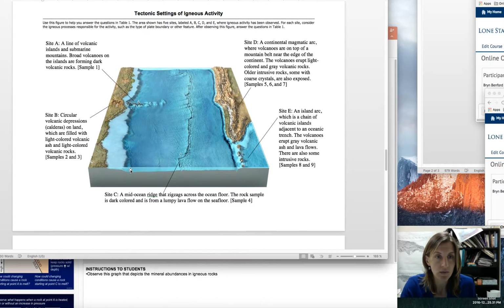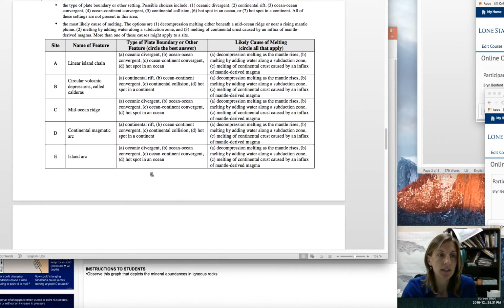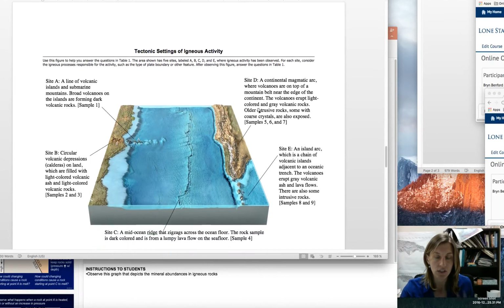What you're starting with here, you're looking at tectonic settings. So you have these 5 different sites, and you have to determine what is actually going on regarding the plate boundary or other features. So it could be a hot spot or something. So, what is this feature, Site C? And it says a mid-ocean ridge that zigzags across the ocean floor. So you're going to want to come up here, and for C, you're looking at, well, what kind of plate boundary would that be? Okay, why does melting happen at that type of plate boundary? So you're trying to link that all together. And so that's what you want to be doing as you're looking at this diagram.